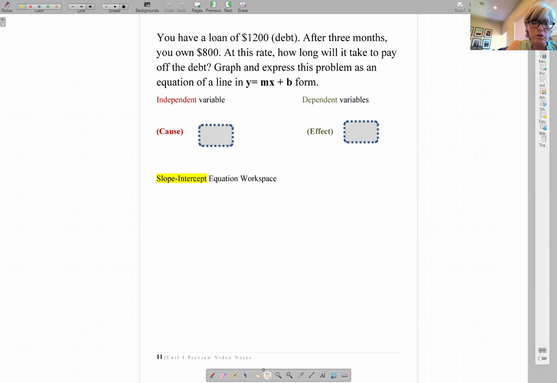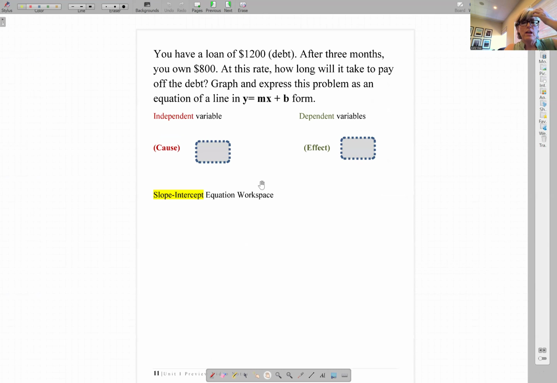But before I introduce that, I need to introduce the concept of independent and dependent variables. Independent and dependent. Let me give you the example of boiling water. Yeah, boiling water is not the best example. Let's see what's the best.